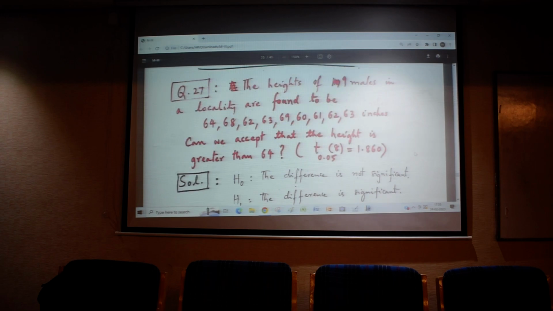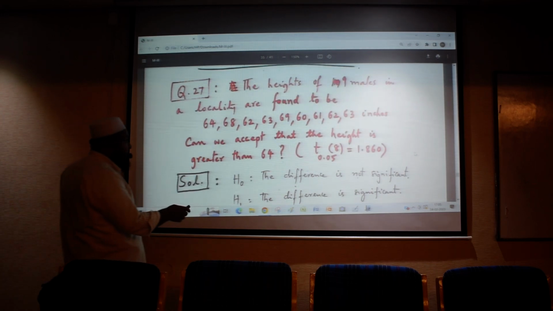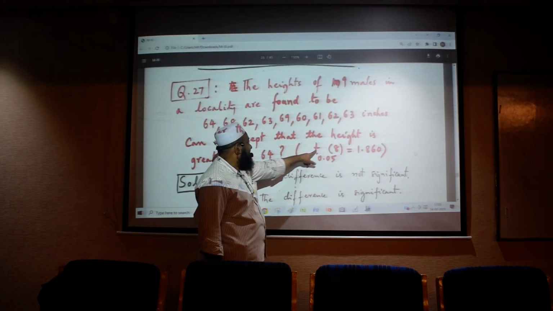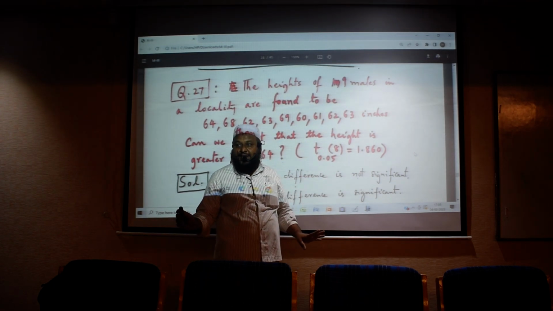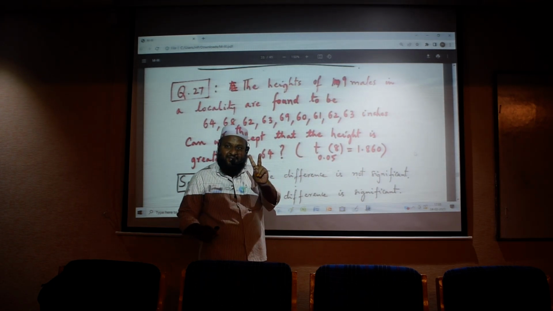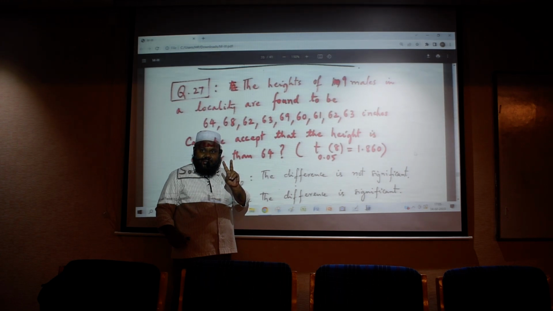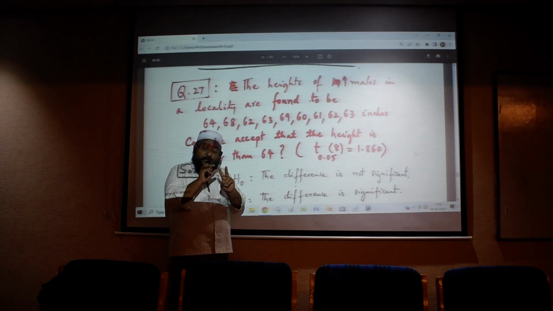27th problem, T test. You just see the question, T is there. That is a T test. In the T test there are two possibilities.